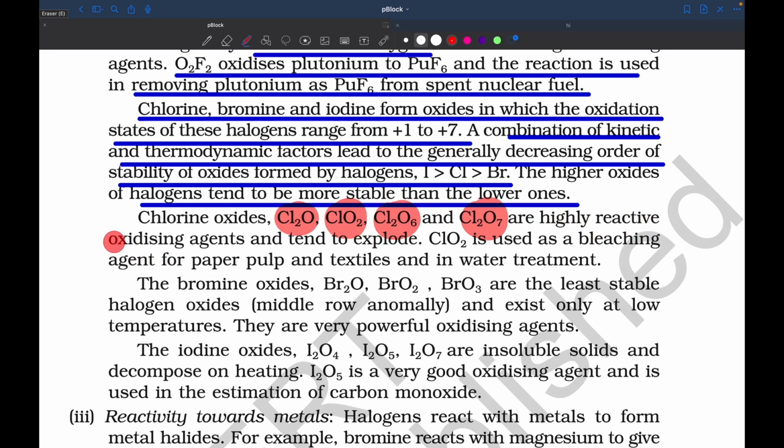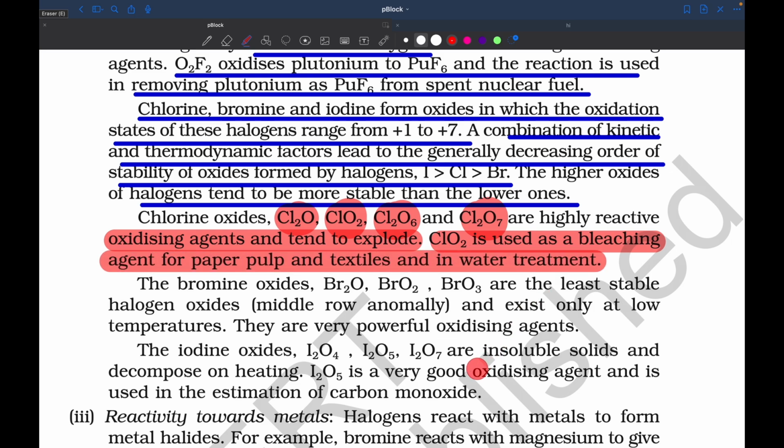They are highly reactive oxidizing agents and tend to explode. ClO2 is used as a bleaching agent. It is used as a bleaching agent for paper, pulp and textile treatment. Right? And next one, the bromine oxides, also the same type of oxides are known: Br2O, bromine monoxide, bromine dioxide. Here bromine trioxide is also known.